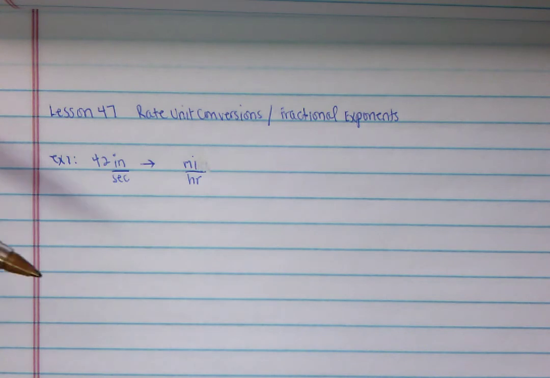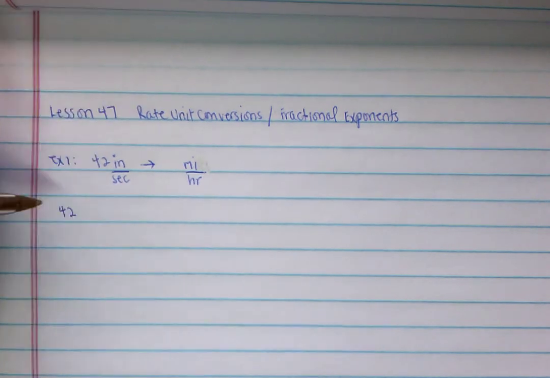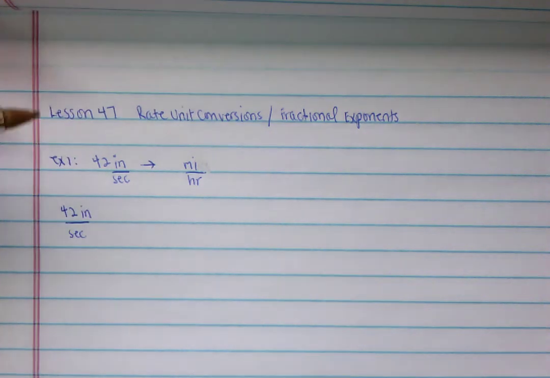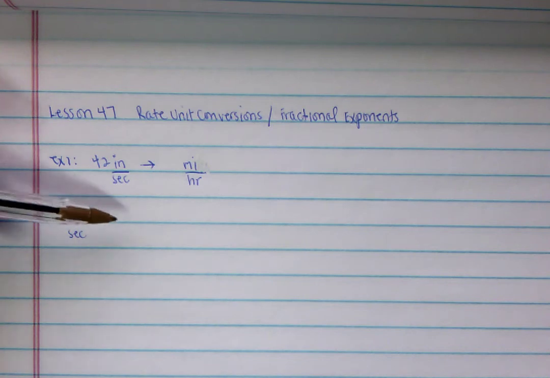So first, let's convert the inches to miles. If we're going to do that, we'll write 42 inches per second. Again, we want to convert the inches to miles. We have to think, let's go from inches to feet first. What do we know about how many inches are in a foot? We know that there are 12 inches in a foot.